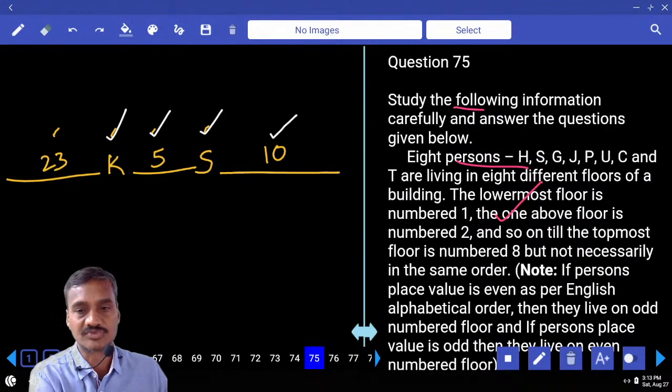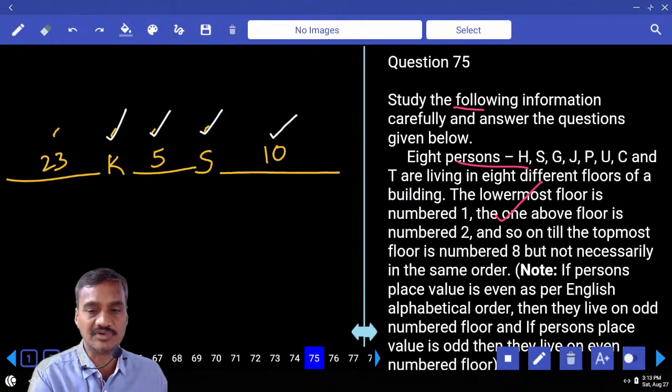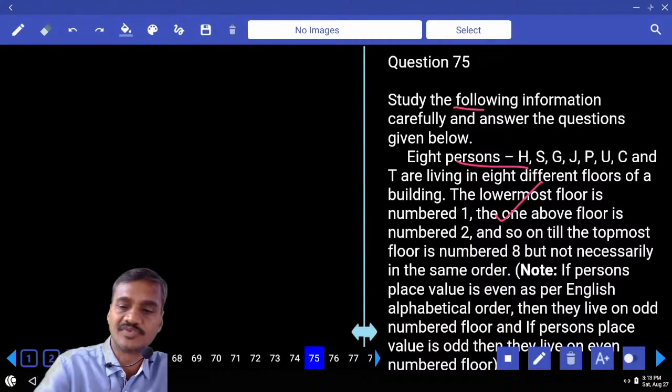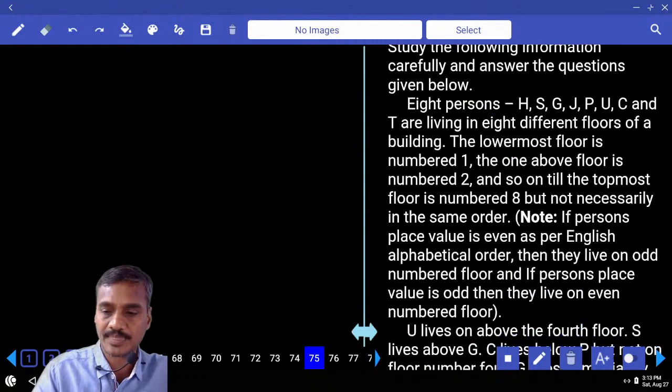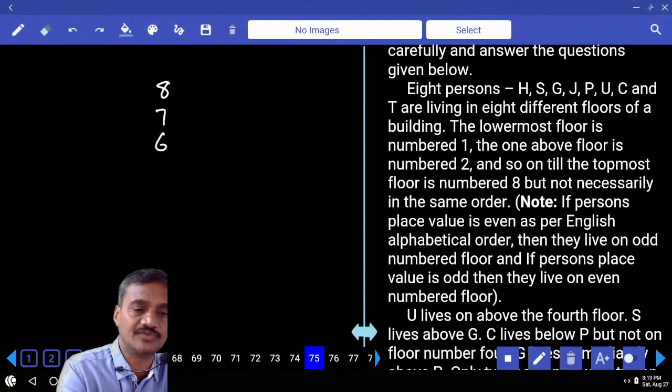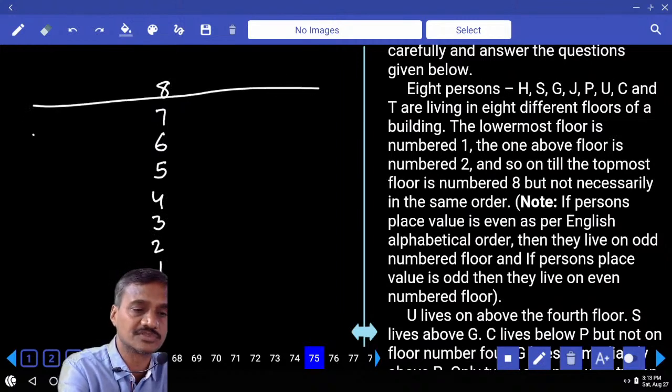Then, next one, 75 onwards. Now in this 75 onwards, how many persons are there? There are 8 persons. Now these 8 persons are staying in 8 different floors of a building. How many persons are there? 8 persons. 8, 7, 6, 5, 4, 3, 2, 1. And these 8 persons are living on 8 different floors.